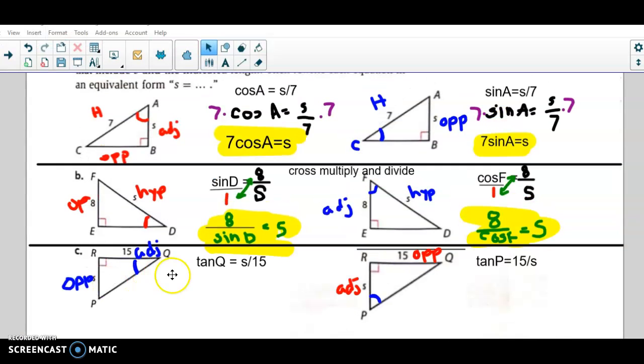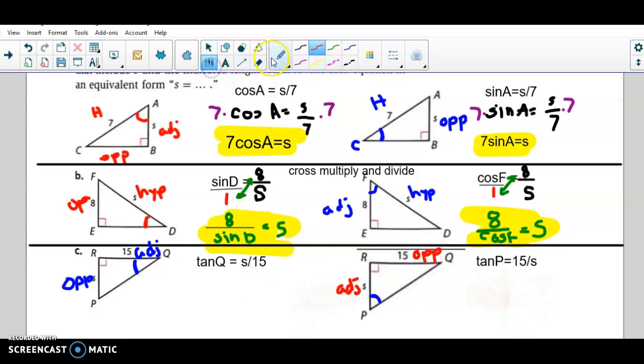Okay, so we noticed that from the first perspective looking at Q, the opposite side is our missing side S, and the adjacent side is 15. So we have tangent of Q is opposite over adjacent, TOA. And then down here, we have the tangent of P is 15. The opposite side switches to S because our perspective changes. What's opposite from us changes, okay? So that's going to be important when we go to set up and solve the equation.